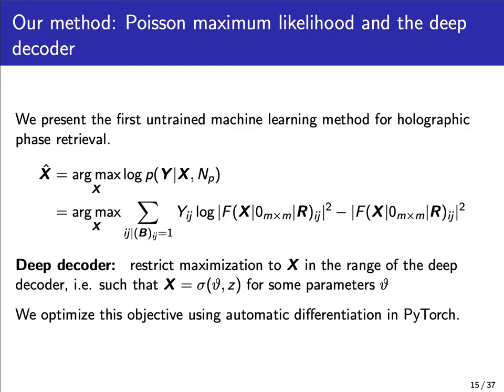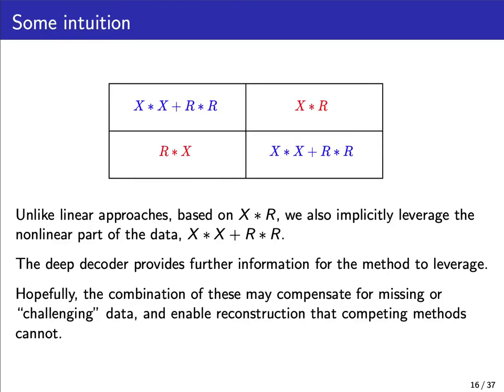And it's as simple as that. To include the deep decoder, we're going to restrict the maximization to specimens X, which are in the range of the deep decoder. So hopefully this will restrict us to only looking at natural images, and we will naturally optimize this very non-convex objective using automatic differentiation in PyTorch.